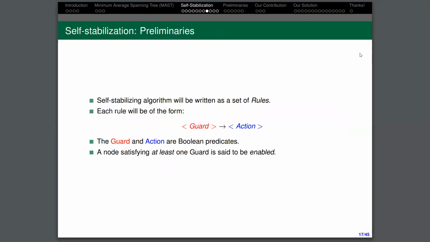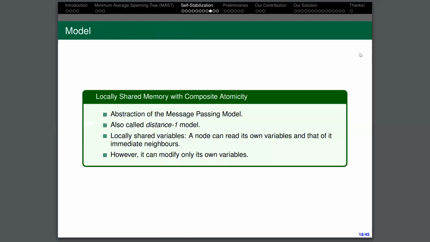Okay. So now we move on to the technicalities of how to represent self-stabilizing algorithms. In this work, we would represent the rules of the algorithm in the form shown here, where each rule comprises a Boolean predicate called the guard, and an action follows it. A node satisfying its guard predicate is called enabled. The model we use in our work is the locally shared model with composite atomicity. The assumptions here are that each node is allowed to read its own variables and that of its immediate, or we call it distance one, neighbors. However, every node has the power to modify its own variables only.